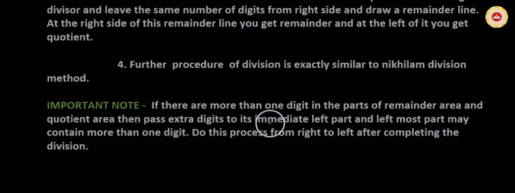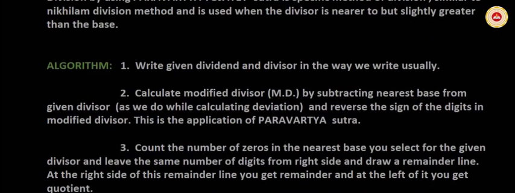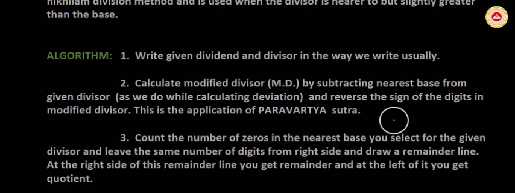Now an important note: if there are more than one digits in the parts of the remainder area and quotient area, then pass extra digits to its immediate left part, and the leftmost part may contain more than one digit. Do this process from right to left after completing the division. So we have seen friends that there is only one difference, and that difference is that the method of calculation of the modified divisor is different. The rest of the procedure is the same.